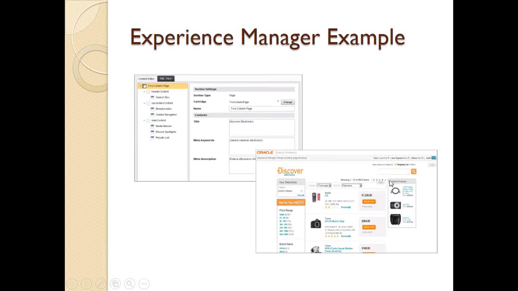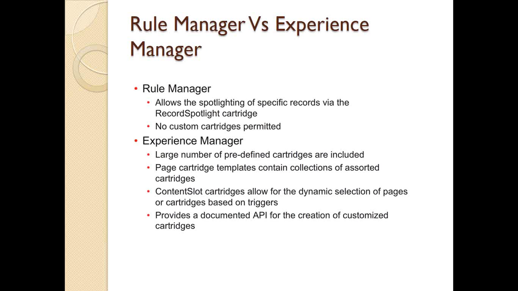This page is divided into three sections. The header content has the search box section. The secondary content has the breadcrumb section, as well as the guided navigation part. Then you have the main content. In the main content you have the media banner, record spotlight. So these are the draggable and droppable components. I can drag and drop, rearrange it, realign it. That can be done easily in a matter of seconds through experience manager.